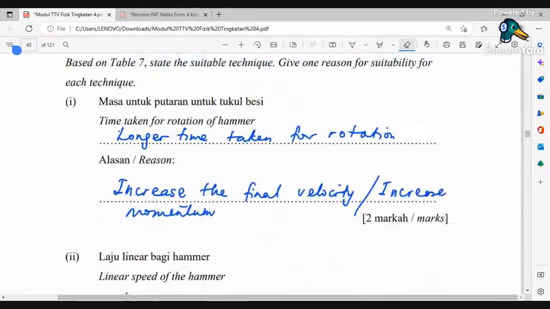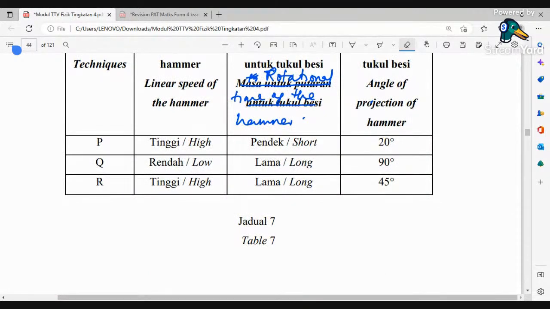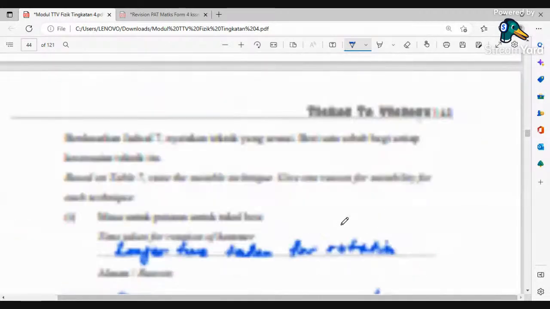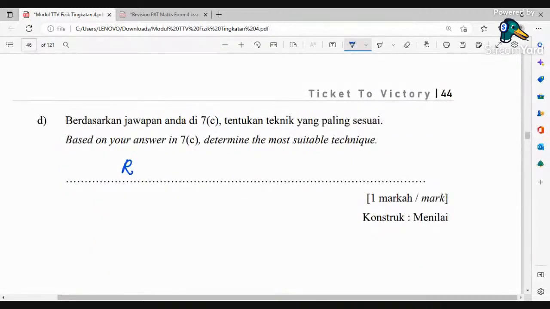Okay, now we look at again which one that we should choose. Linear speed should be high, time taken should be long, angle should be 45. It's R. So here answer is R. Determine the most suitable technique is R.